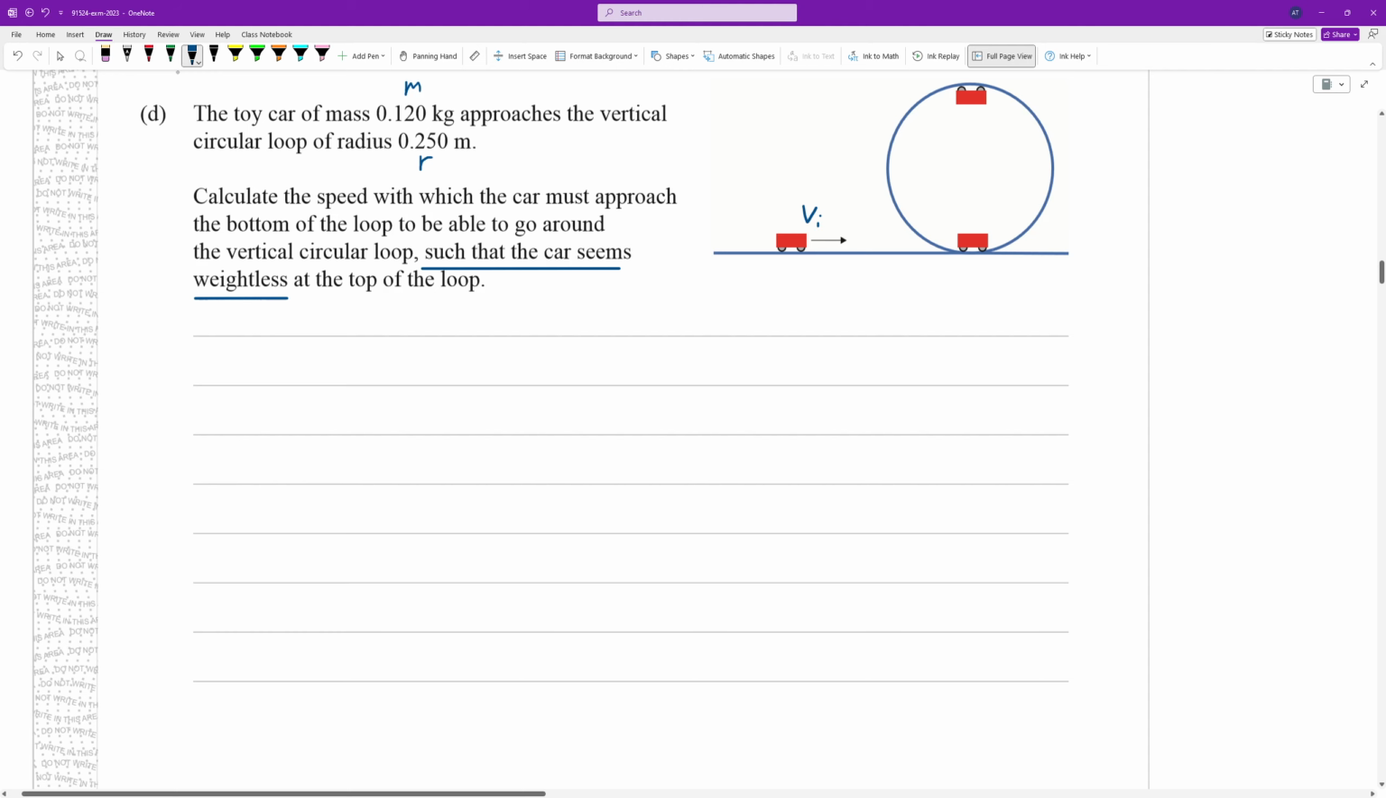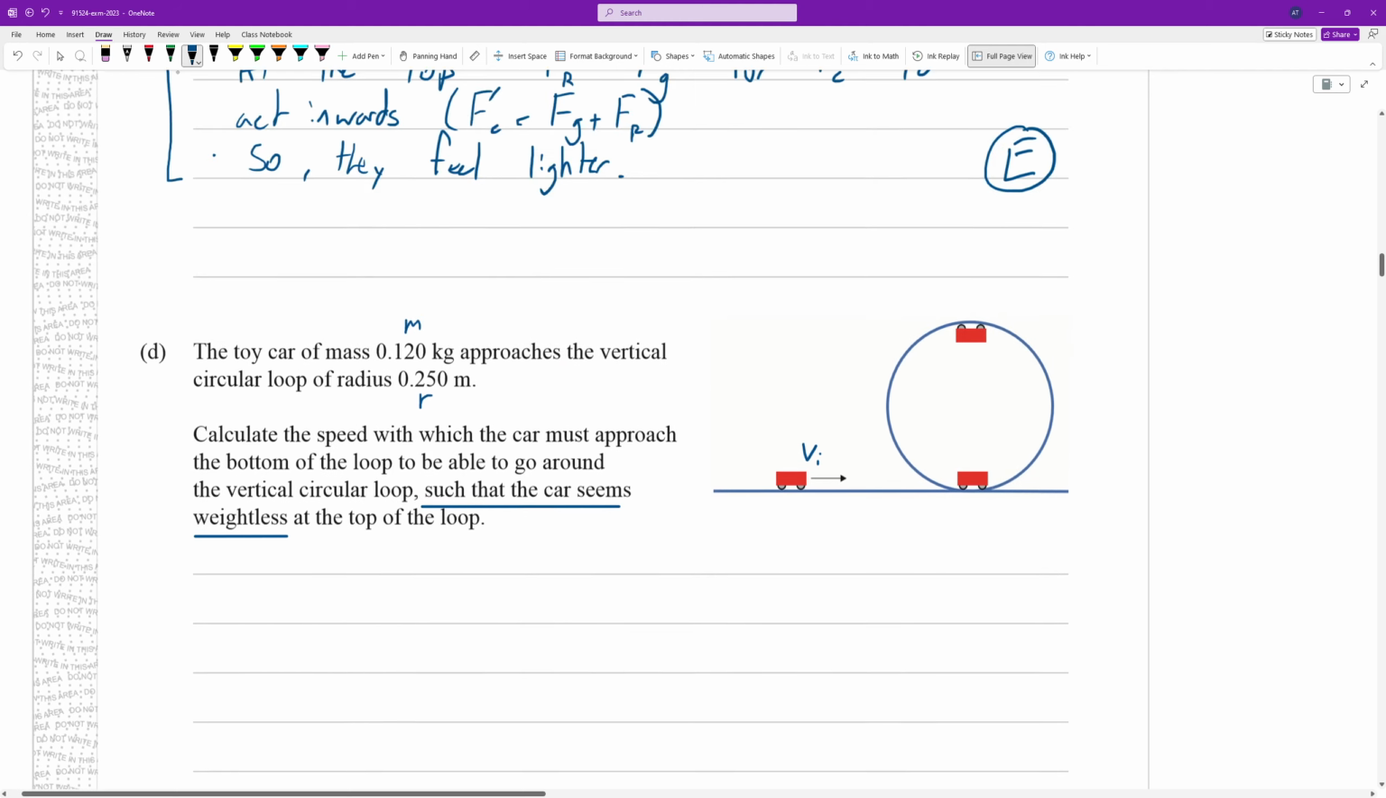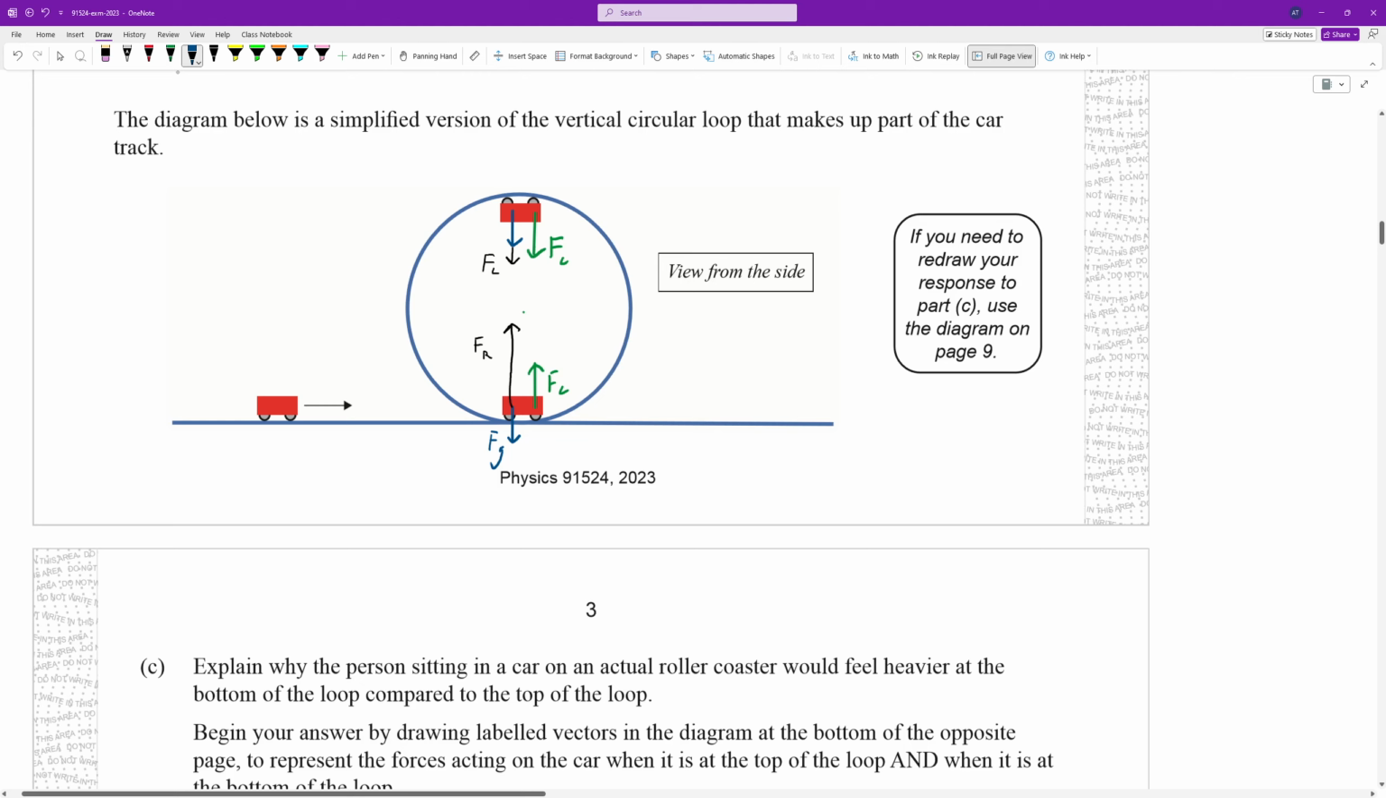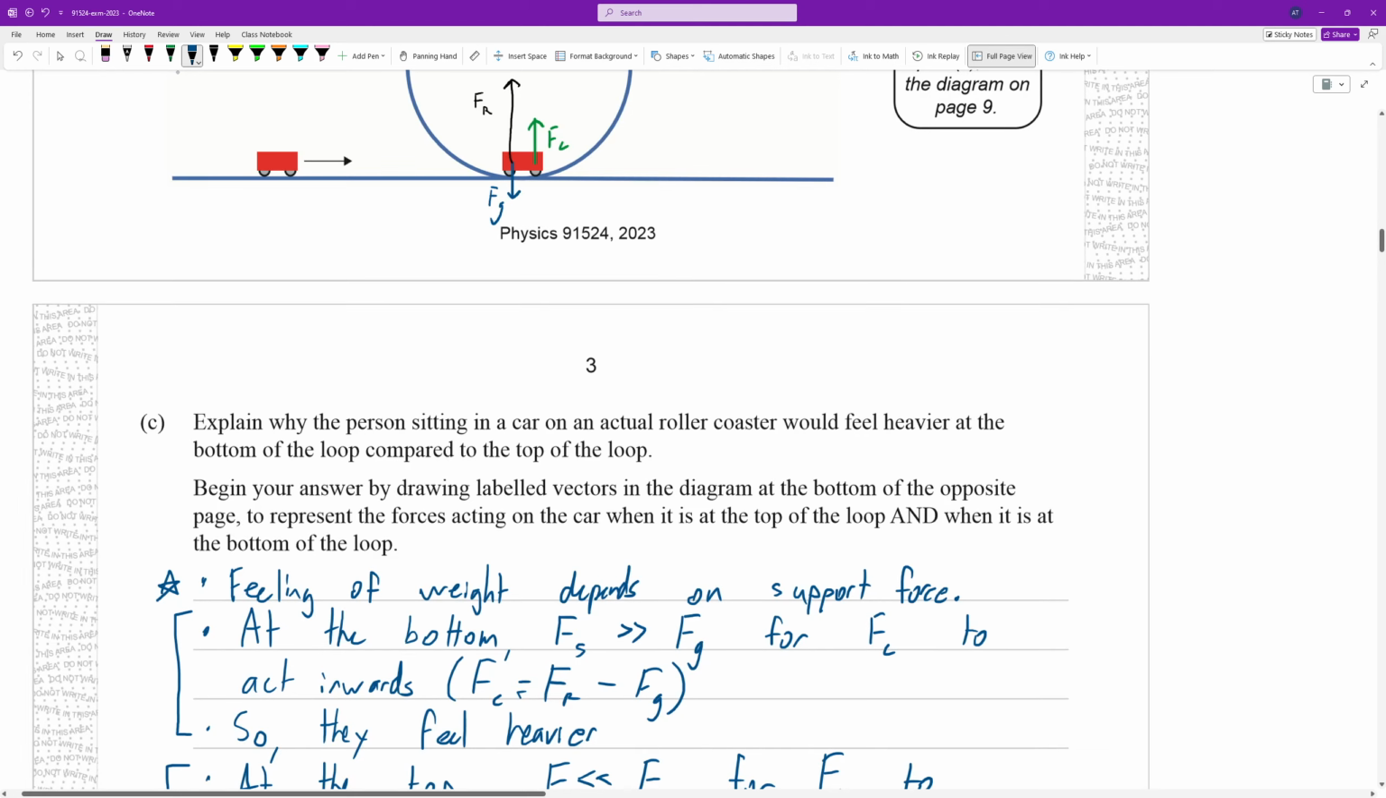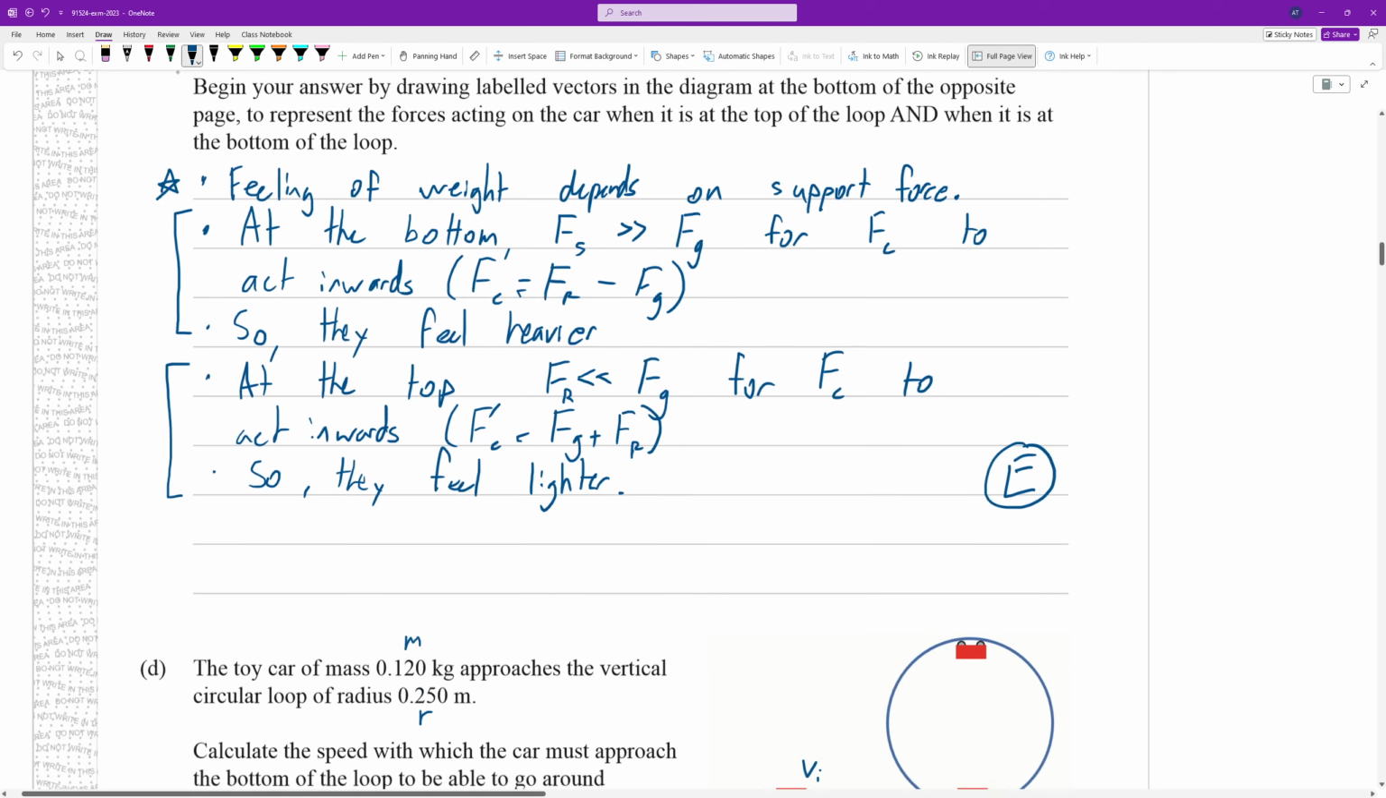Okay, that is a key point. Back to our diagram. As I've drawn it, this car is not weightless because it has a reaction force. It would be weightless if the weight force was equal to the net force. That is the definition of weightless. Okay, and that does simplify our calculation.